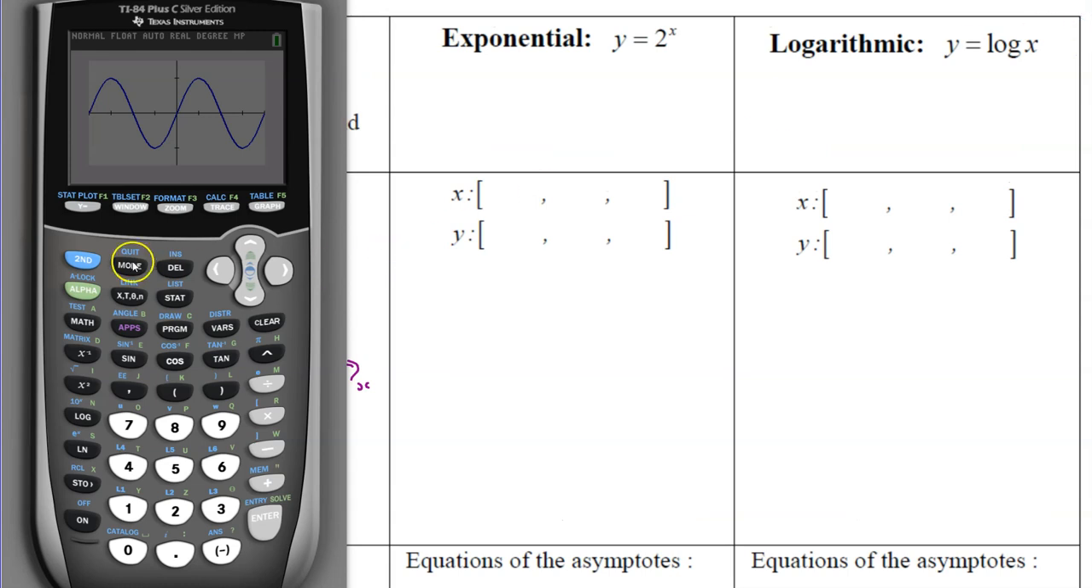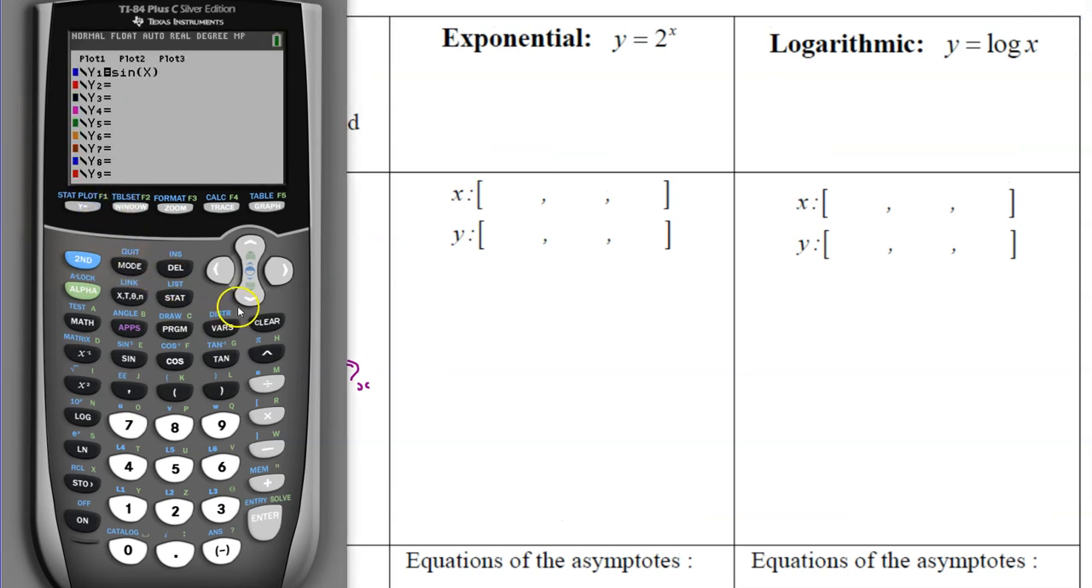The exponential function, y equals 2 to the x. The upside down v there is called a caret, that's to the power of. Let's go zoom 6 and see what this exponential looks like. You think about it, 2 to the 1 is 2, 2 squared is 4, cubed is 8, and when we get to 4, that's going to be 16. So that's going to go flying off pretty good.